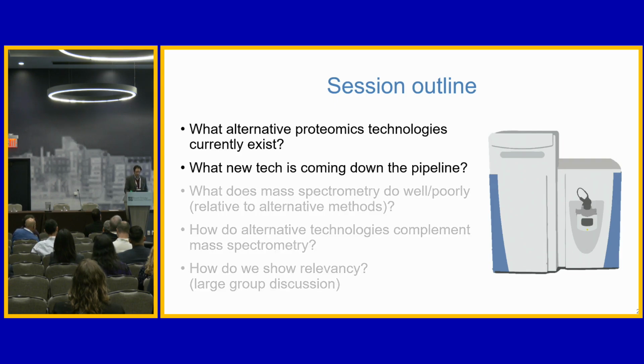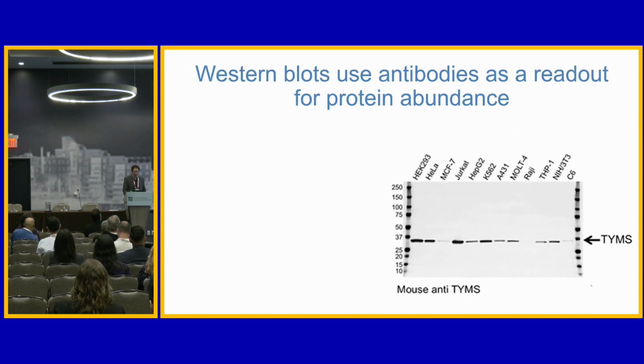Okay? So I'm going to talk specifically about alternative proteomic technologies that currently exist and what kind of new technologies are going to be coming down the pipeline. The first thing I'm going to talk about is Western blots, something that I hate terribly and was the reason why I got into mass spectrometry in the first place. A Western blot would be a circumstance where you're using an antibody as a readout for a protein abundance.